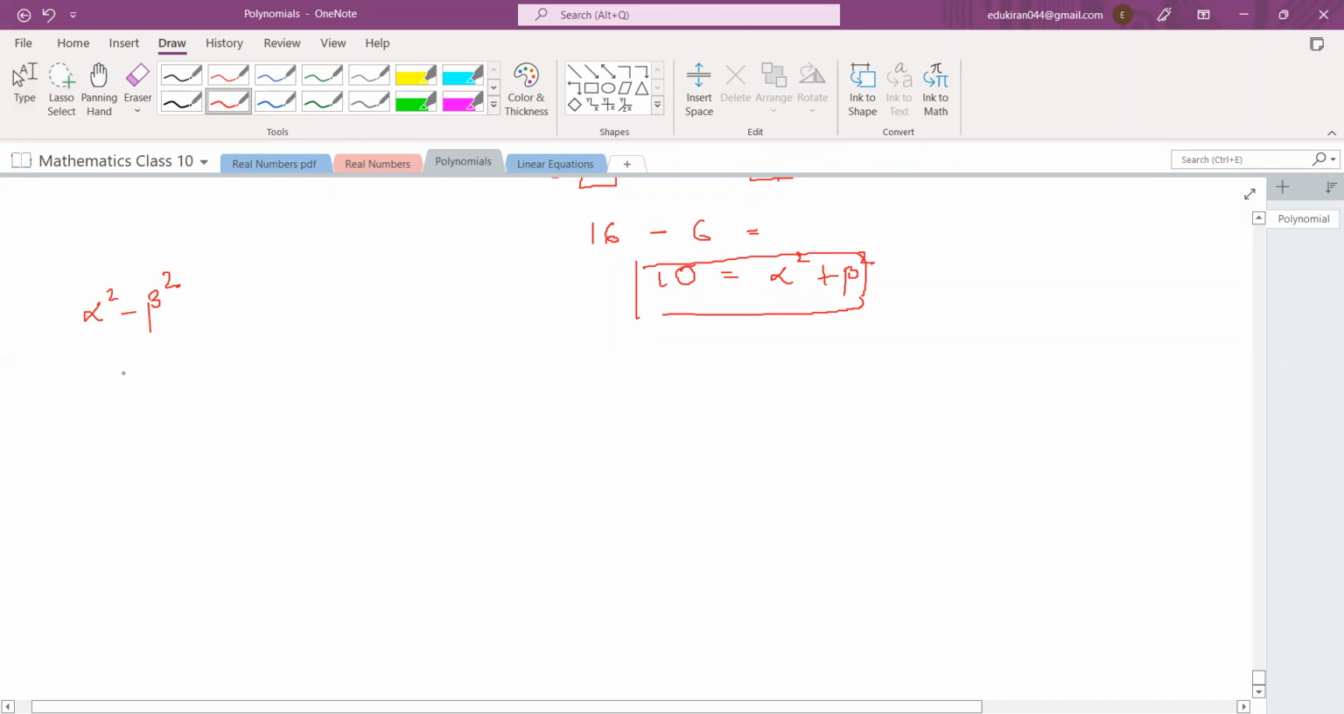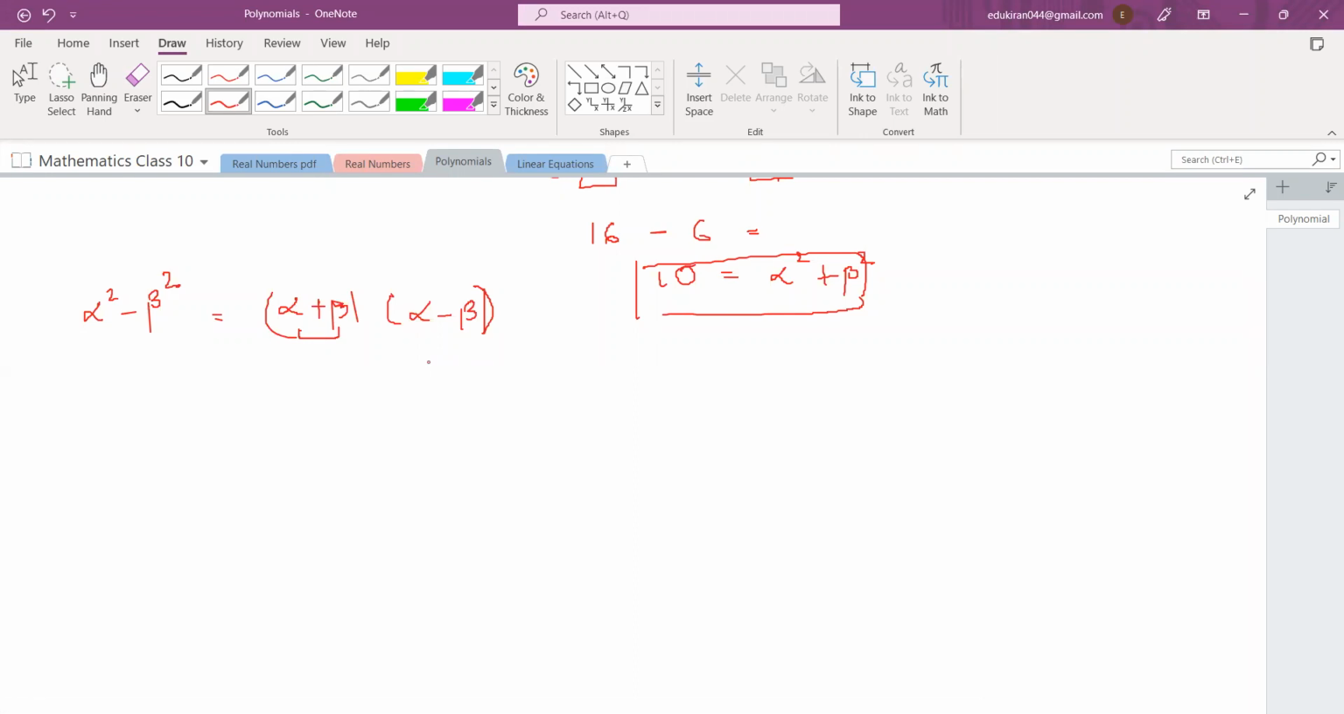So what will you do? Now here you will have to apply your mind. First of all, you can convert alpha square minus beta square into alpha plus beta into alpha minus beta. Alpha plus beta you know, but you don't know alpha minus beta. So that means, first of all, you have to find the value of alpha minus beta. Clear?